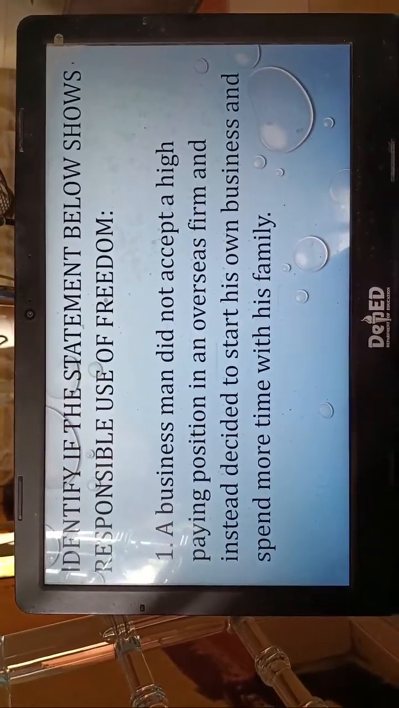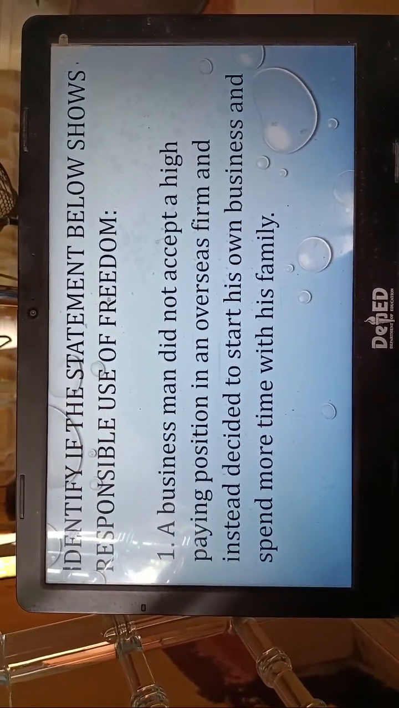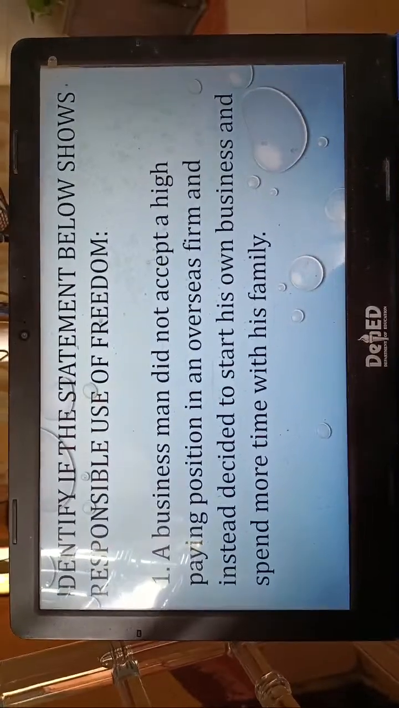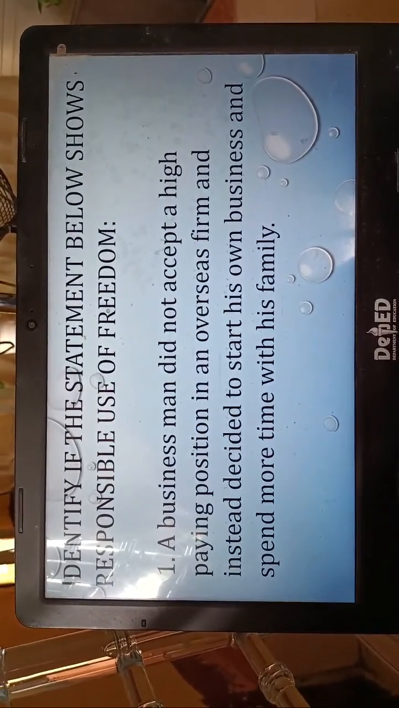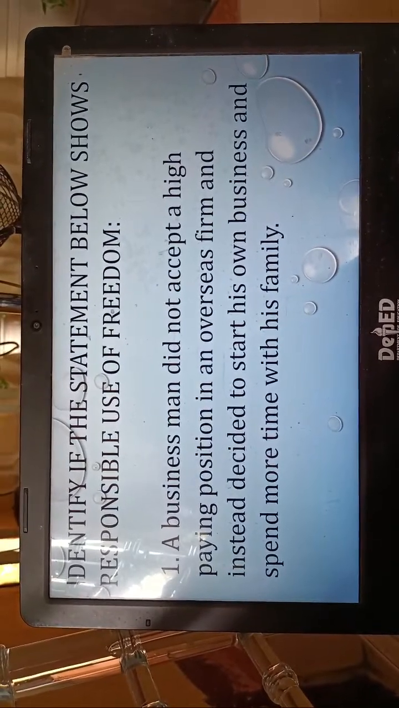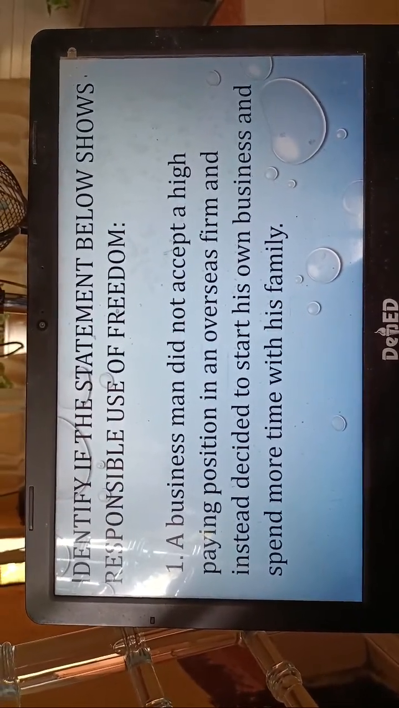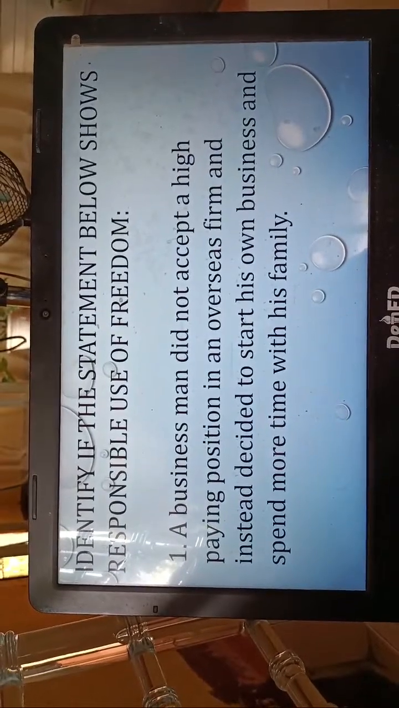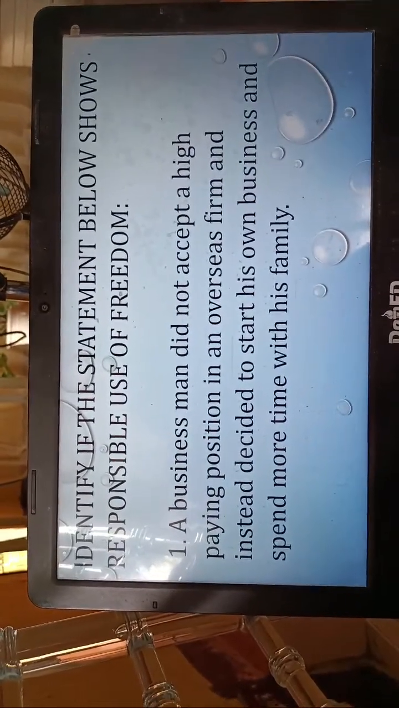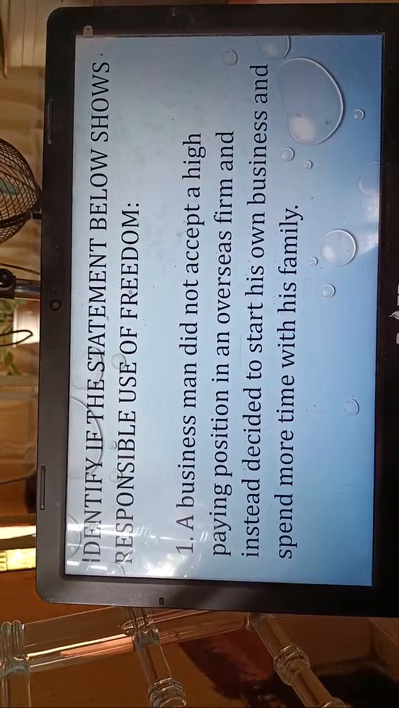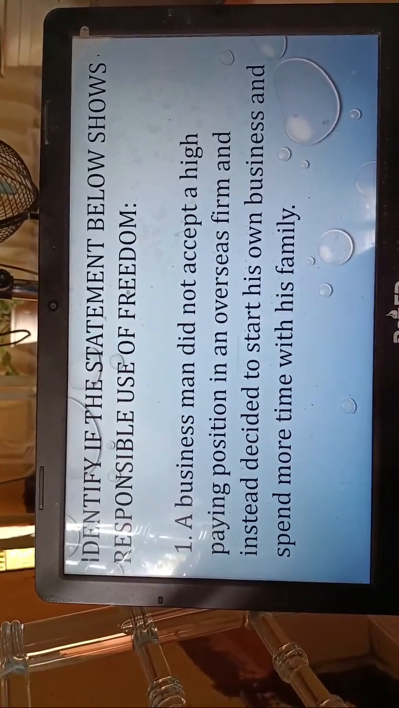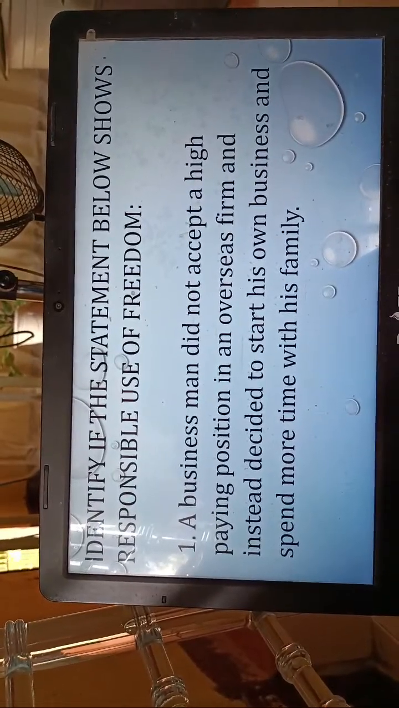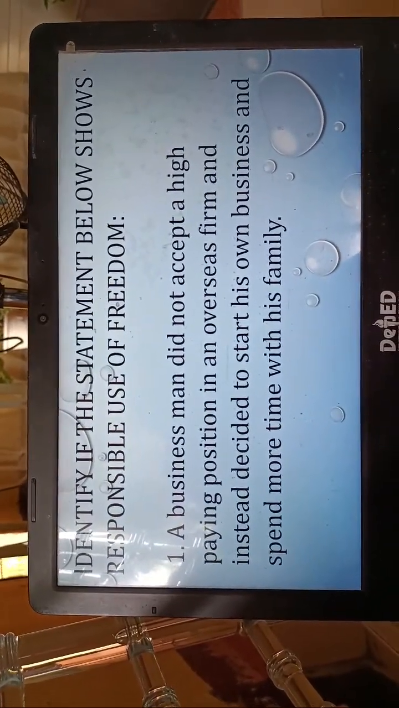So a businessman did not accept a high-paying position in an overseas firm and instead decided to start his own business and spend more time with his family. So what do you think it is? Is the businessman exercising his responsible use of freedom or not? So you answer me with yes it is or no it isn't.